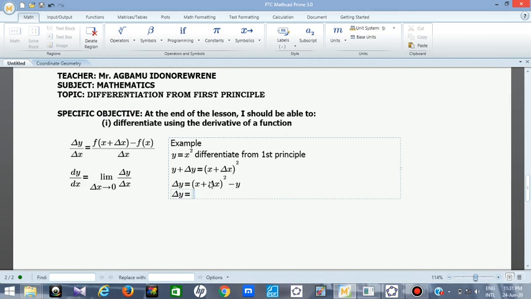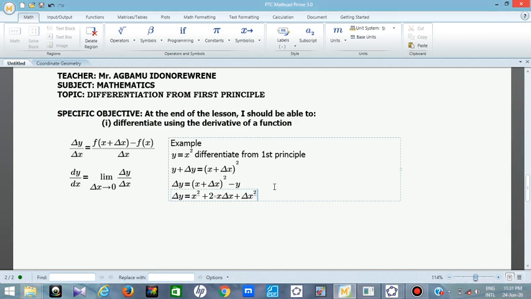then you can expand this. Since we know how to expand this now, you can expand this bracket, which is x squared. When you expand the bracket, you're going to have x squared plus 2 times x times delta x, which is 2x delta x, plus delta x squared.